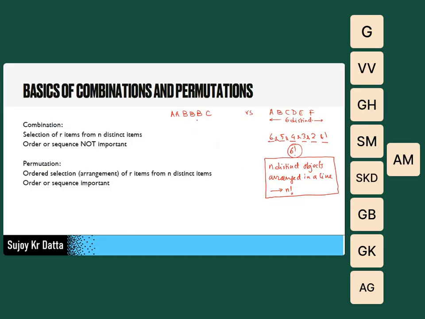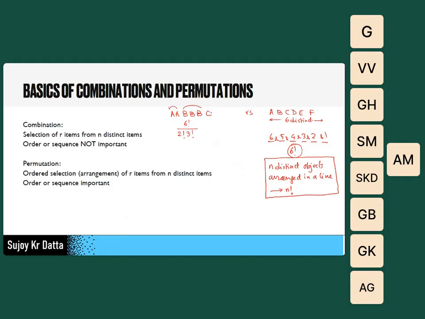Now coming back to this one. So how do we do it? Some of you might know that it's 6 factorial. Since the two A's are same, you divide by 2 factorial. The 3 B's are same, you divide by 3 factorial. Okay, so what is the logic behind this? Why do we do it like this?